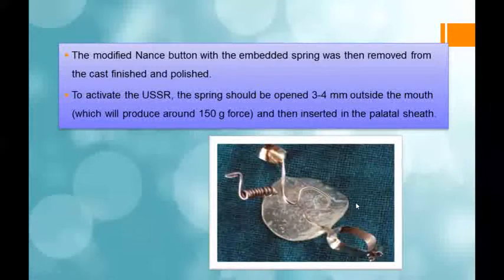To activate this appliance, the spring should be opened about 3 to 4 mm outside the mouth, which generates about 150 grams of force, and then it is inserted into the palatal sheath. Now one video about the pendulum appliance.